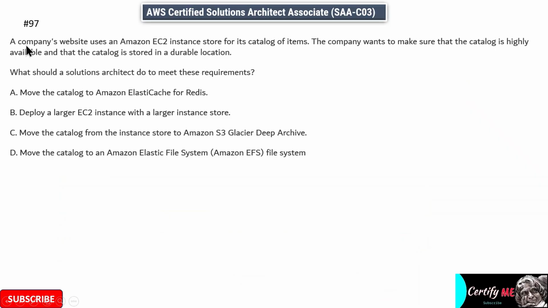Next question. A company's website uses an Amazon EC2 instance store for its catalog of items. The company wants to make sure that the catalog is highly available and that the catalog is stored in a durable location. What should a solutions architect do to meet these requirements? Option A. Move the catalog to Amazon ElastiCache for Redis. Option B. Deploy a larger EC2 instance with a larger instance store. Option C. Move the catalog from the instance store to Amazon S3 Glacier Deep Archive. Option D. Move the catalog to an Amazon Elastic File System.